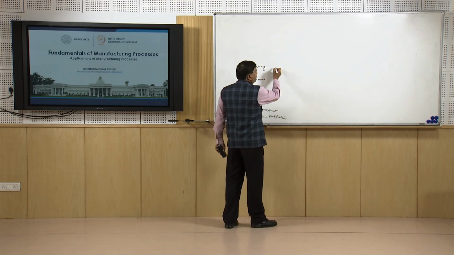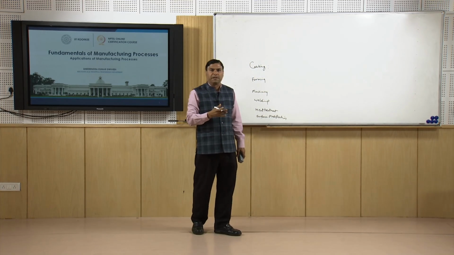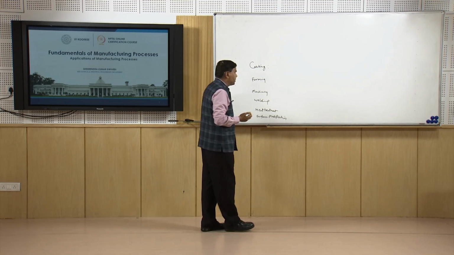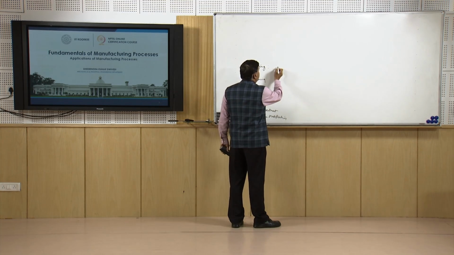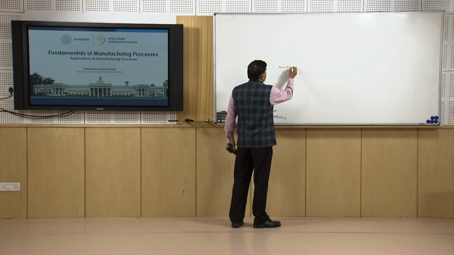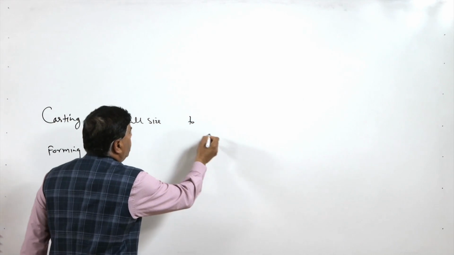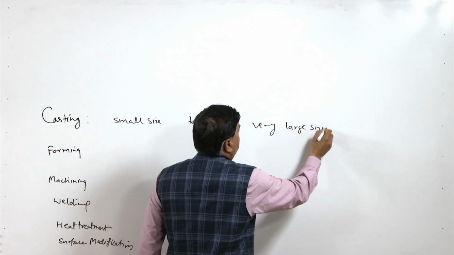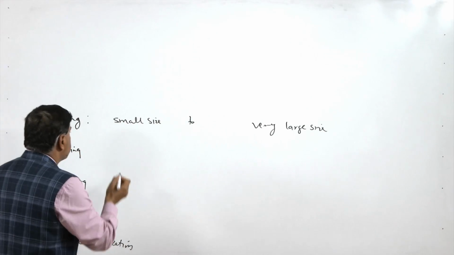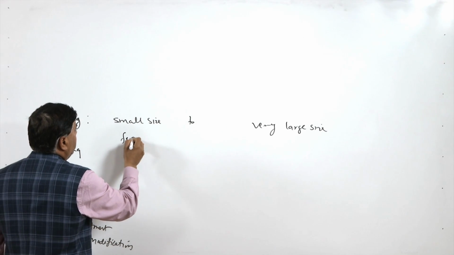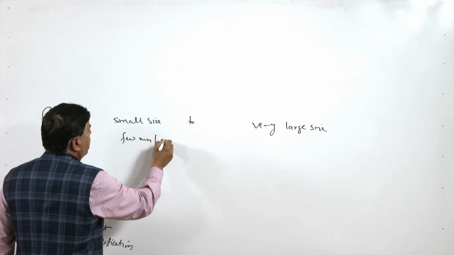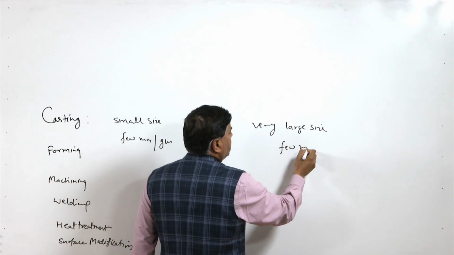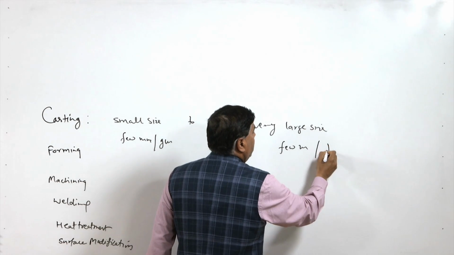Casting, we know that in case of casting we have to melt the metal and put the molten metal into the mold so that the desired shape can be achieved. So, this process is used for making small size to very large size components. This may be a few millimeters or a few grams to a few meters or even weighing tons.